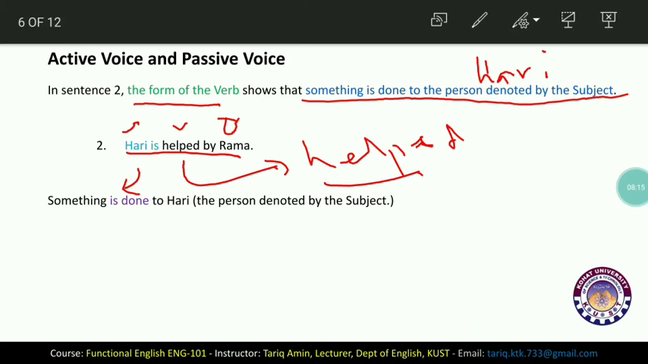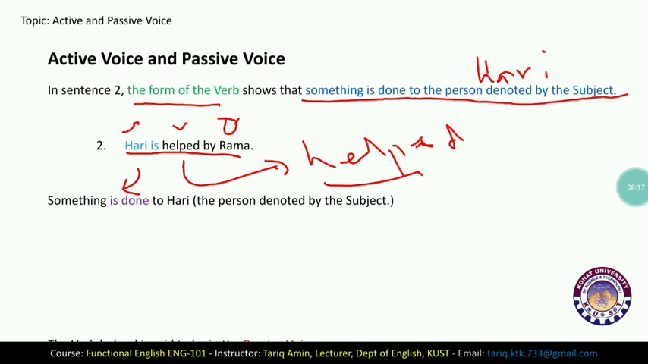We have discussed the same thing. The verb helped is said to be in the passive voice. The passive form of a verb is said to be in the passive voice, and the active form of a verb is said to be in the active voice. In example number 2, helped is the passive form of the verb, and that is why it is said to be in the passive voice, whereas in example number 1, helped is the active form of the verb, that is why it is said to be in the active voice.